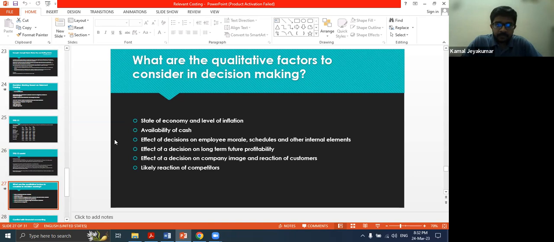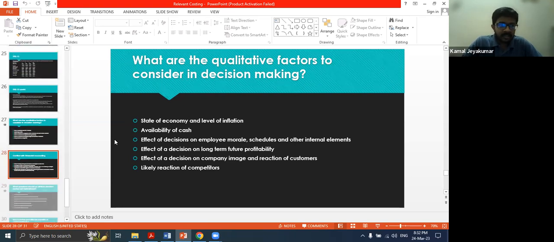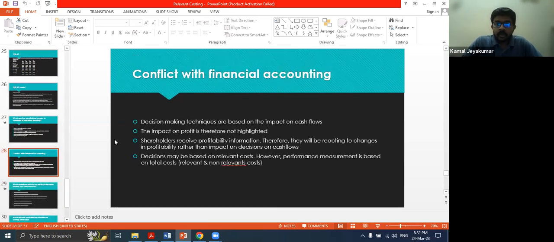There are some qualitative factors. I already discussed this when discussing the other decisions. You can read through these when the presentation is shared with you. Just a quick note on the conflicts with financial accounting. In the last question we saw, even though that department is making a net loss based on financial accounting, we still decided that it's better to leave it open, right?